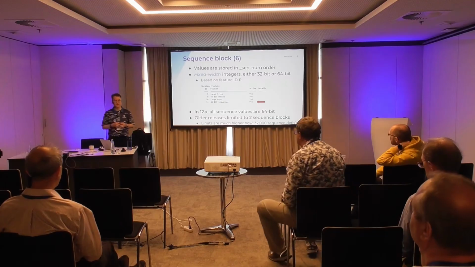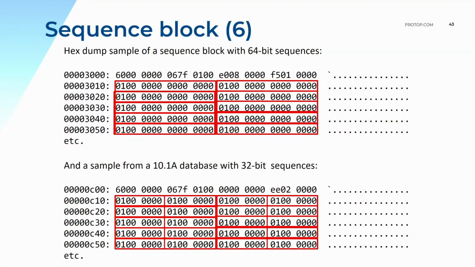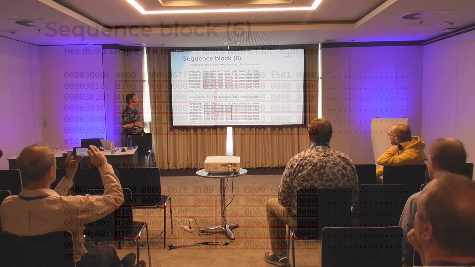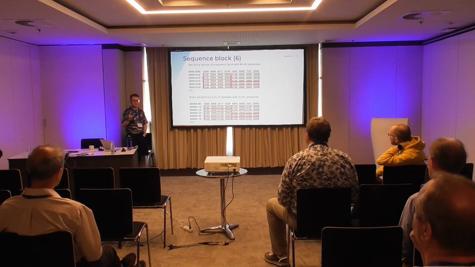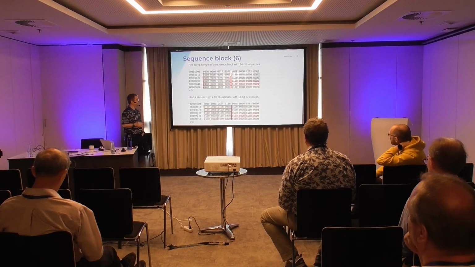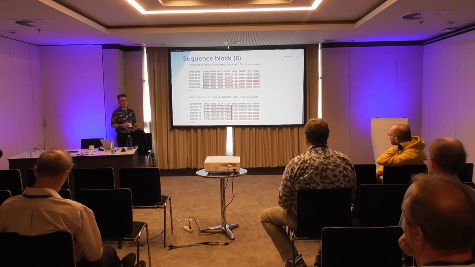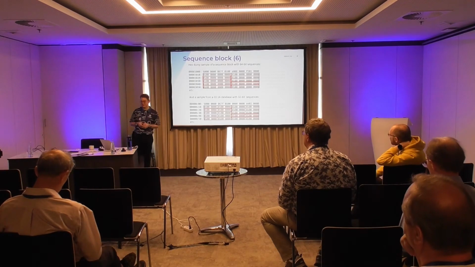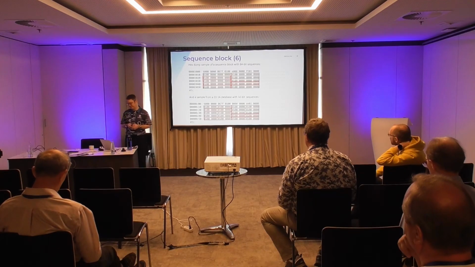And if we look inside a sequence block, it looks something like this. So the top half of the diagram is taken from a database with 64-bit sequences. We can see they're each 8 bytes. Each one of these sequence values, in this case, has a value of 1. So you can see this is from a little endian system because the values are byte swapped. And we can see it begins with the 16-byte header. By contrast, this is a 10.1a database, so it has 32-bit sequences, so you get twice as many values per block, but there's a pretty hard limit on how many definitions you can have.